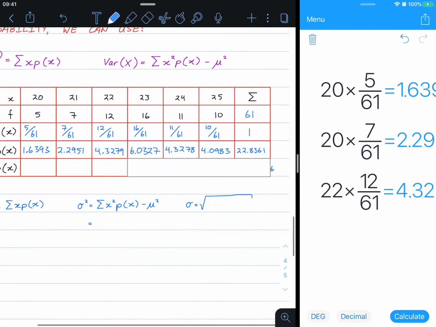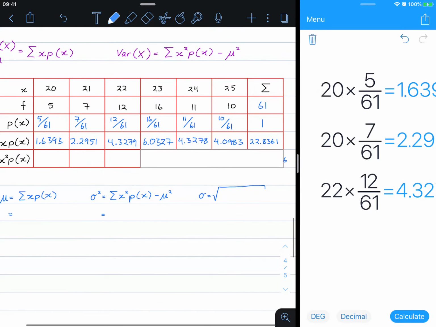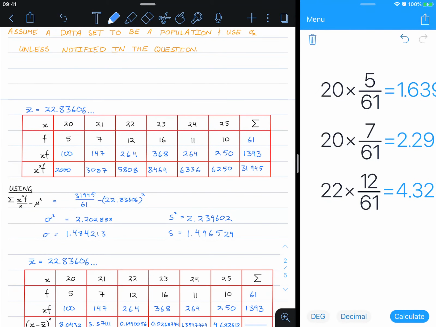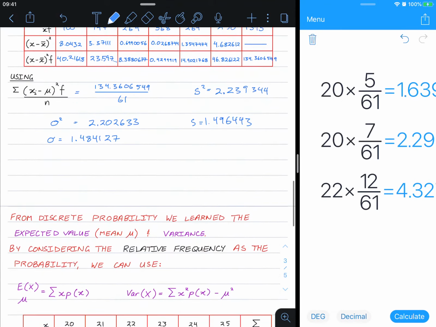Taking the sum of this row here will give us the expected value, or the mean. So 22.8361, which if we compare it to what we had before, is actually the same. I'm just rounding it to 4 decimal places.